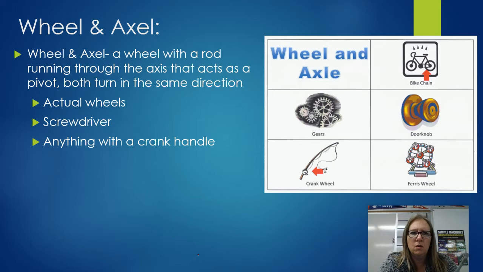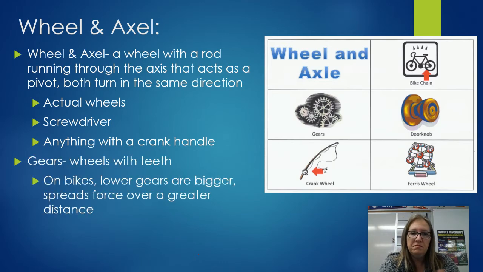Doorknobs are another example of a wheel and axle. Gears aren't a simple machine by themselves, but they're kind of a fancy type of wheel and axle. They are usually attached to something right at the center part of the gear, and they just work to transfer the movement to other parts. The teeth of the gears interlock and one gear will move another gear, okay?